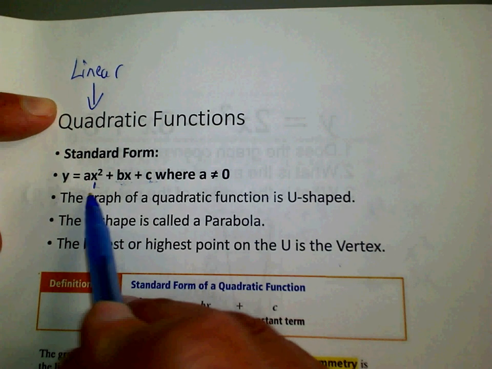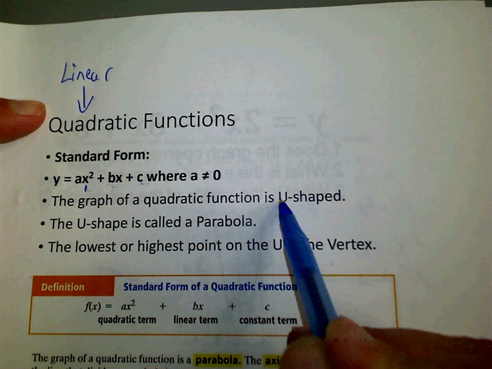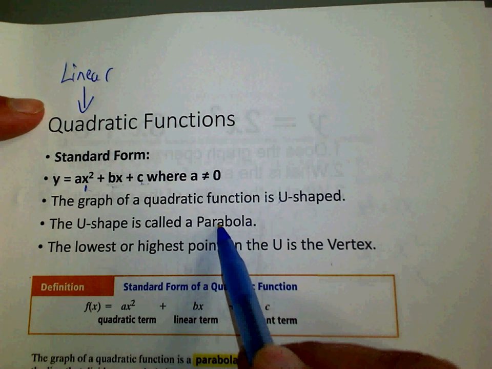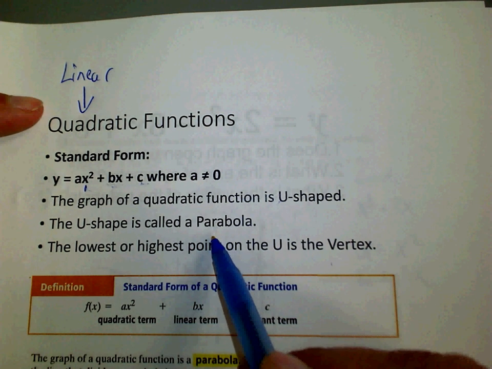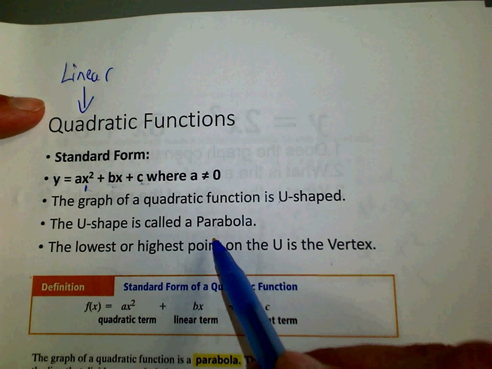So a little bit about it. The graph of a quadratic function is U-shaped. That U shape is called a parabola. Say parabola. I really don't care how you say it. The correct way is parabola. You hear a lot of people say it's the parabola.